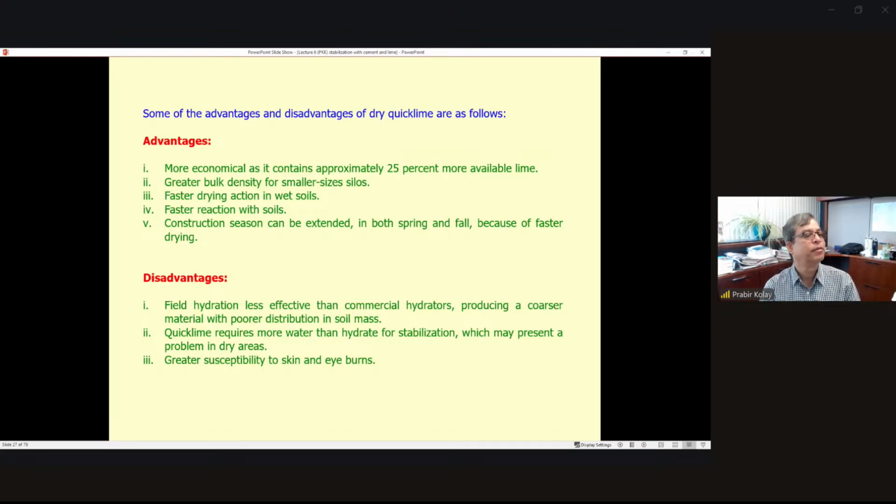Some advantages and disadvantages of dry quicklime. It's more economical. It contains approximately 25% more available lime, has greater bulk density for smaller-size silos, and reacts faster with soils. So these are a few things you need to check. The disadvantages are that field hydration is less effective than the commercial hydrator. Quicklime requires more water than hydrated lime for stabilization, which may present a problem in dry areas, and there is a susceptibility to skin and eye burns. Again, that's the disadvantage of quicklime.